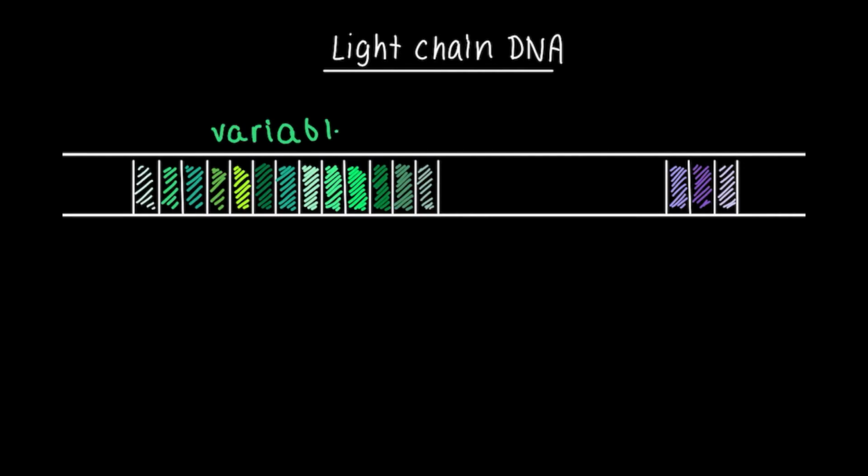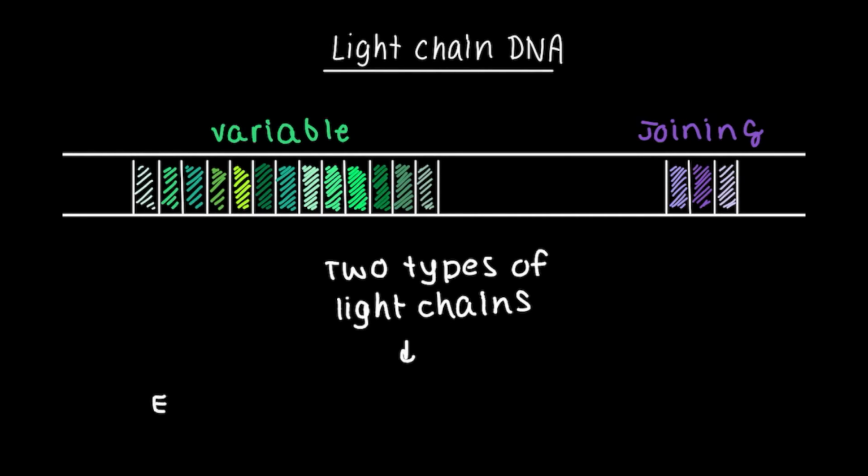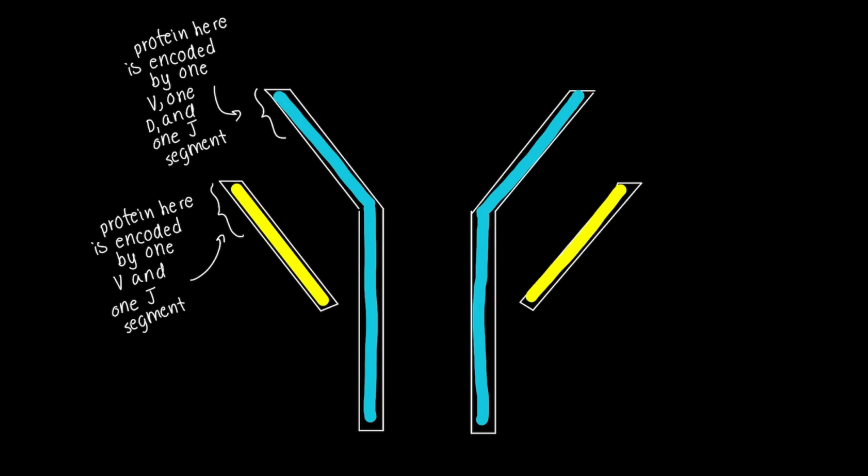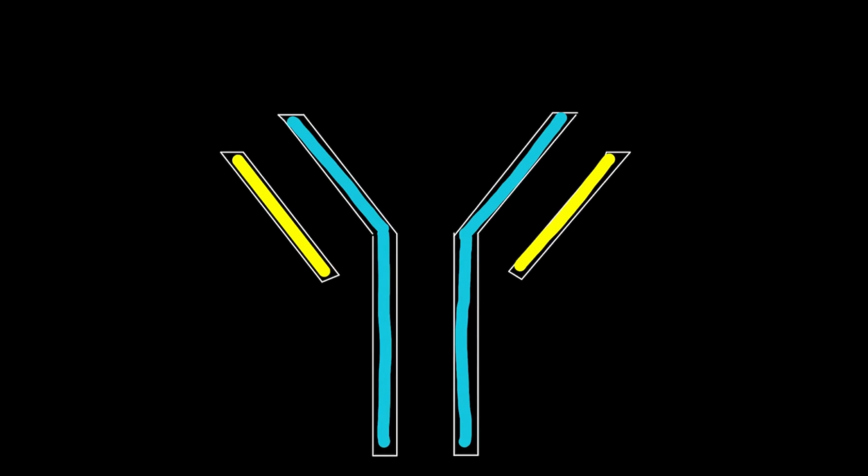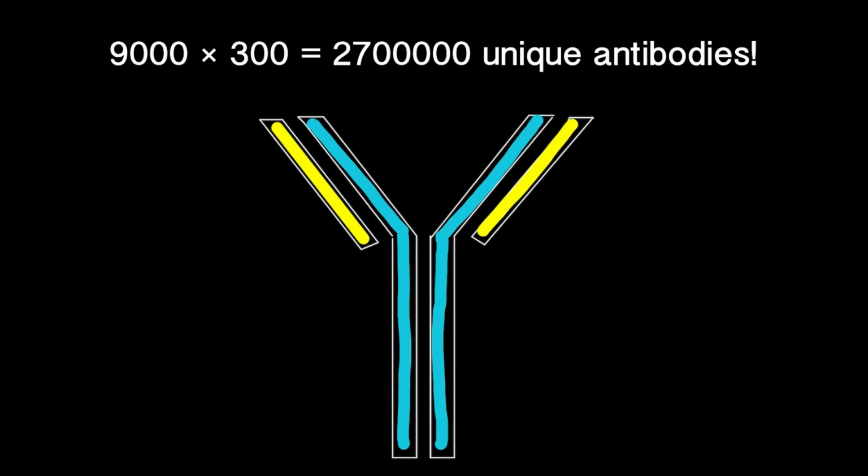Light chain DNA has V and J segments only. There are also 2 varieties of light chains, allowing us to produce roughly 300 combinations for the light chains. Put the light chains and the heavy chains together, and you have 2.7 million possible antibodies. But that's only 2.7 million! What about the billions of antibodies?